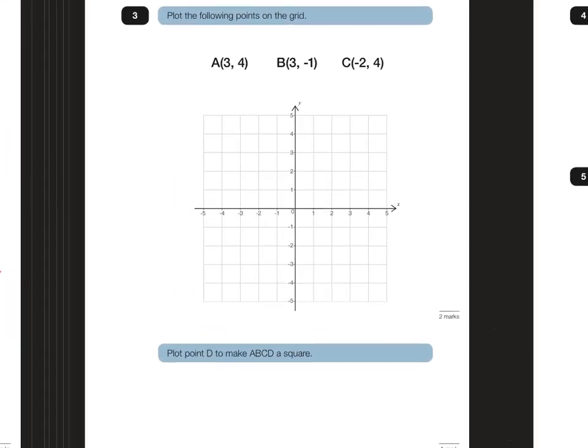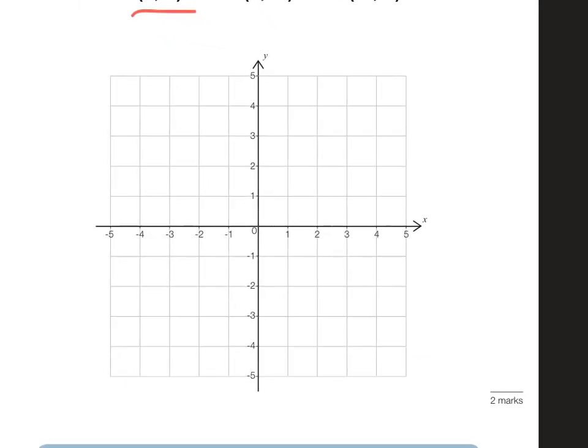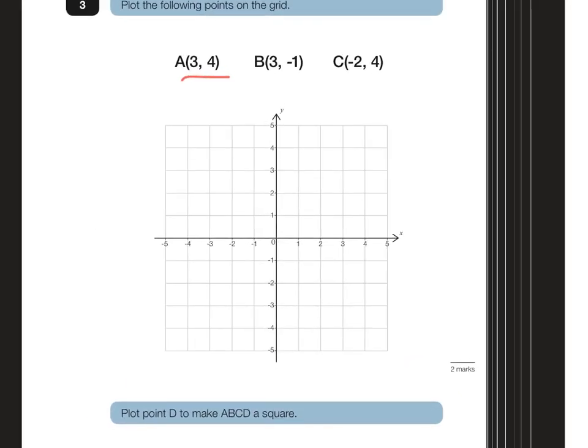Number 3. Plot these points. Let's start with A. Please make sure you label them. So 3 along, because we always go across first. 3 along and 4 up is here. And I label that A. Now I go 3 along and 1 down because it's -1. B. And for C, -2 and 4.